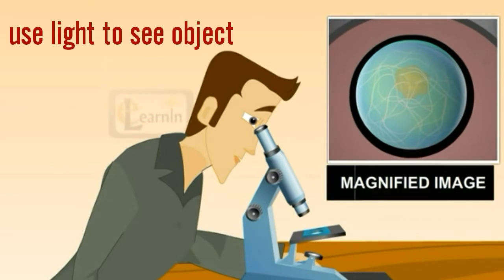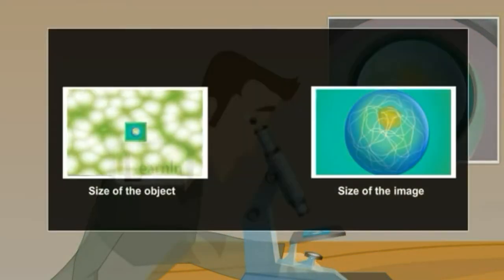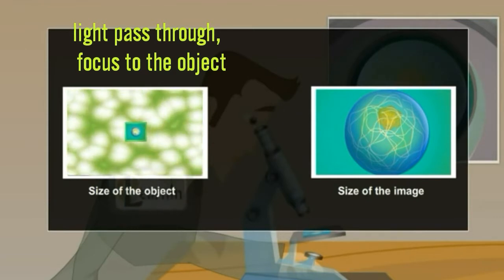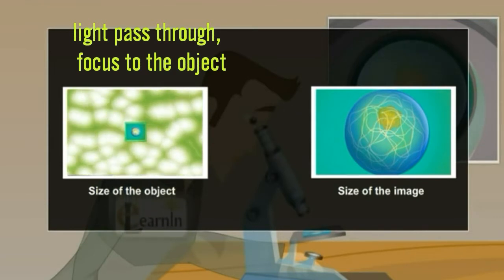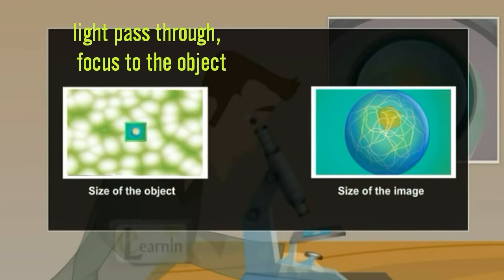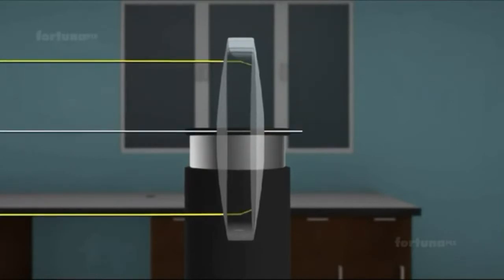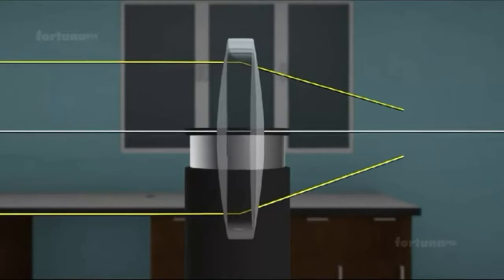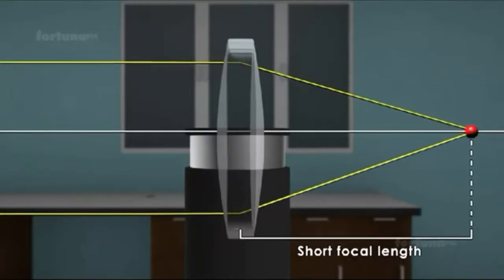To see an object, we use light. Same with the microscope. We use light to pass through the lens and focus on the object that we want to observe. The object that we want to see through the microscope is the sample. The sample is too small for us to observe with our naked eye, so we use a microscope to observe it.